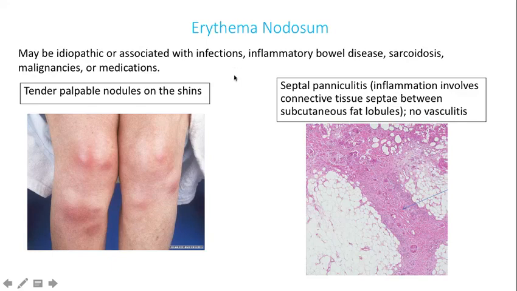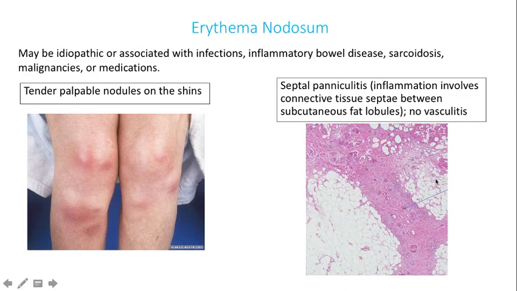The clinical presentation is pretty classic. Patients get extremely painful, palpable nodules and papules, usually on the anterior lower legs and shins, but they can also happen on the arms and other parts of the body. If you were to do a biopsy of one of these nodules, the findings are really deep in the skin. So we're talking about panniculitis, or inflammation of subcutaneous fat.